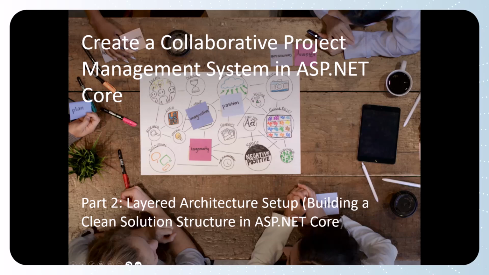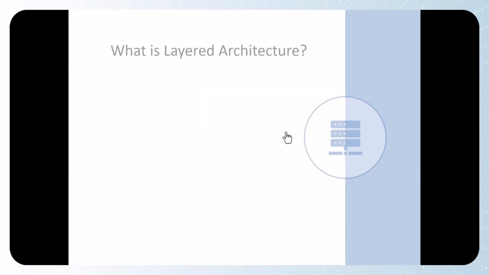In this video, we'll set up our solution structure using a layered architecture, also known as clean architecture, which is ideal for large scalable ASP.NET Core applications. So, instead of dumping everything in one project, we'll separate our concerns into three layers: the core, infrastructure and API. So, let's see what we are up to.